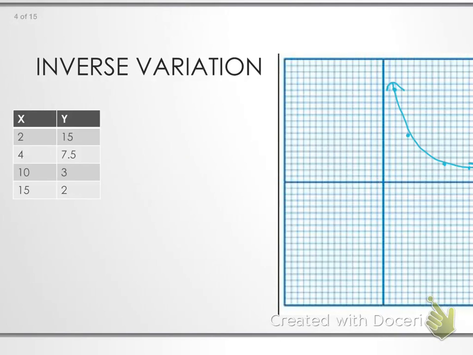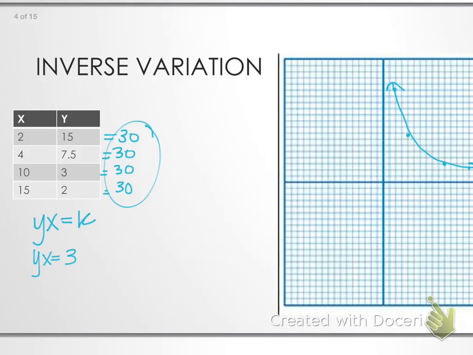Okay, the way that we're going to solve these, since the equation was y times x equals k, I want to figure out that equation for the graph there. So what we do is we do our y times x, so 2 times 15 gets me 30. 4 times 7.5 gets me 30, 10 times 3 gets me 30, okay? So you can see that that constant is 30 here. So if I were to plug in that constant, it would look like this.